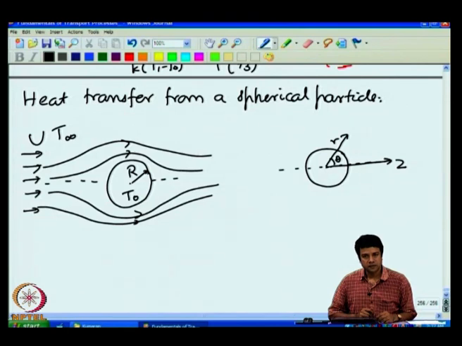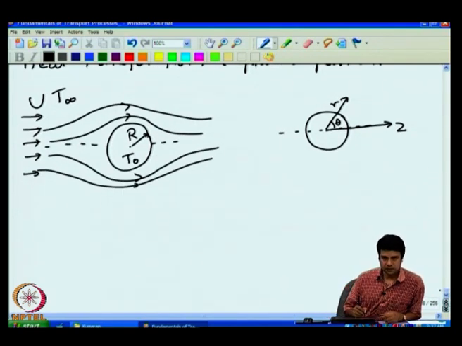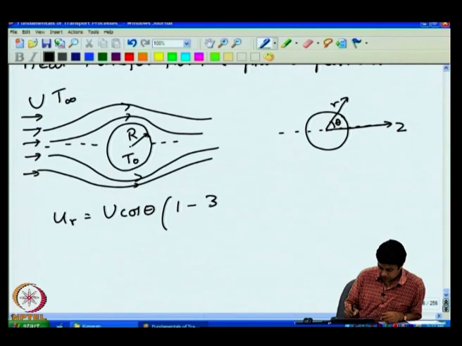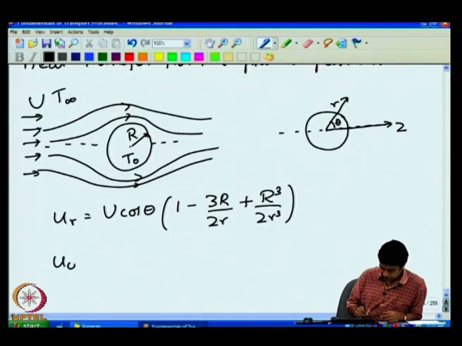We assume that the flow is viscous in the low Reynolds number limit. And in that case, you can get analytical results for u_r and u_theta. We will not derive it here. I will just use these results to calculate the heat flux. The analytical results are u_r is equal to U cos theta times (1 minus 3R by 2r plus R cubed by 2r cubed), and u_theta is equal to minus U sin theta.